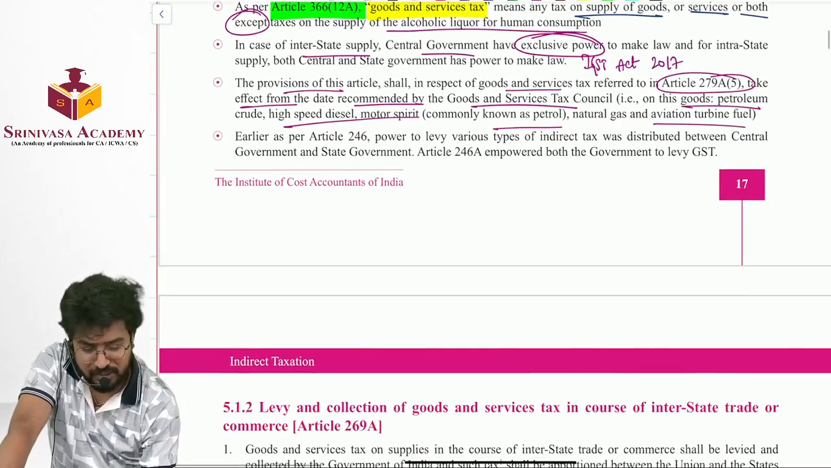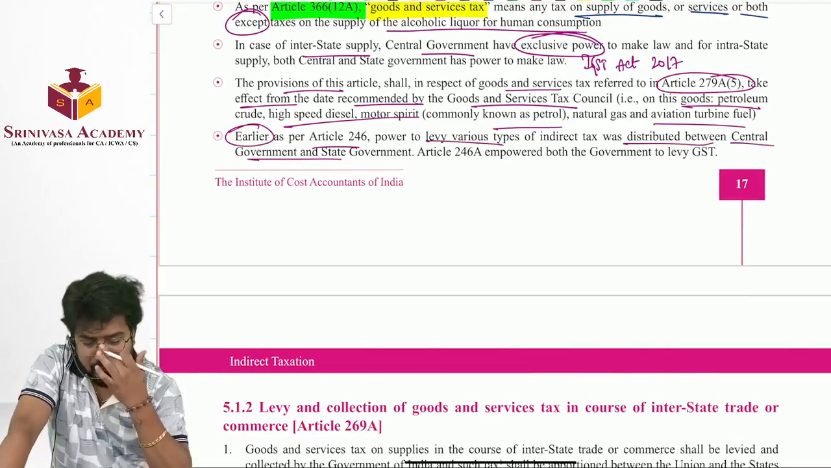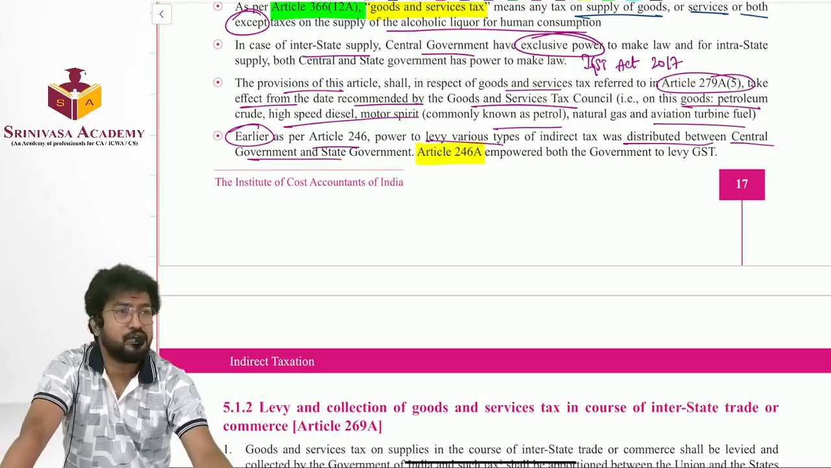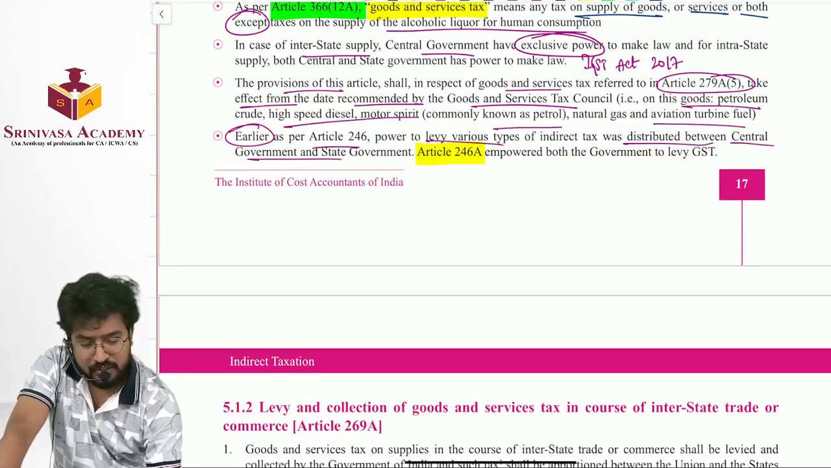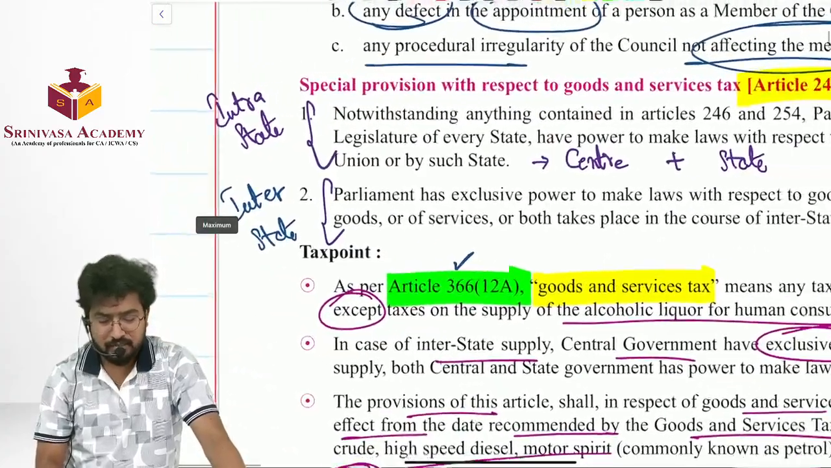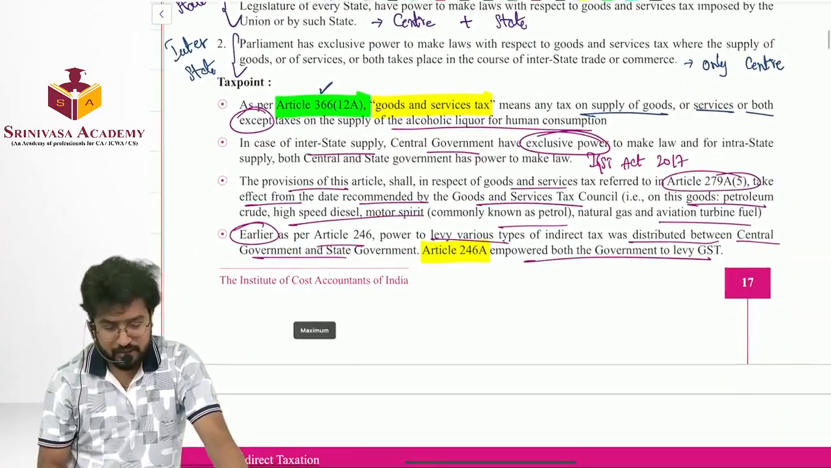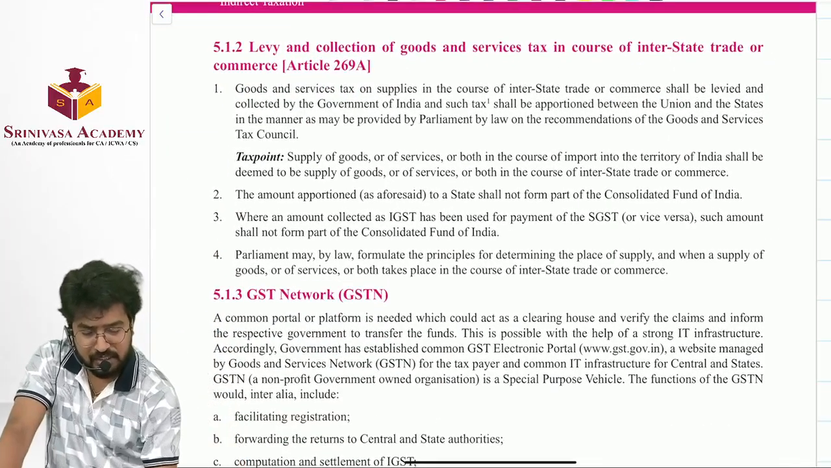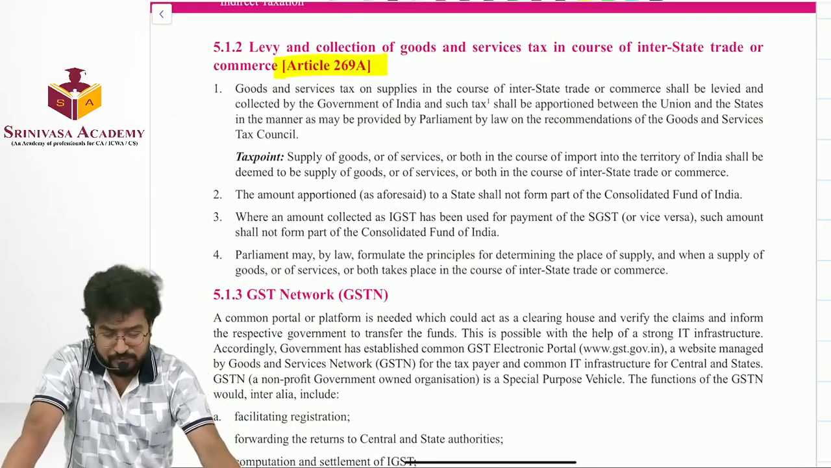Okay, right. Next, what is next one? Earlier Article 246 was having power, distributing the tax levy powers between central and state government, but now you know Article 246A has empowered both to levy GST. That is what Article 246A says. What? Intrastate supply means both center and state. Interstate supply means only center. Okay, right, super. Next, Article 269A. Remember this Article 269A, important. What is Article 269A talking about?